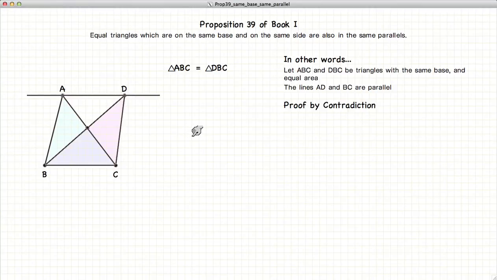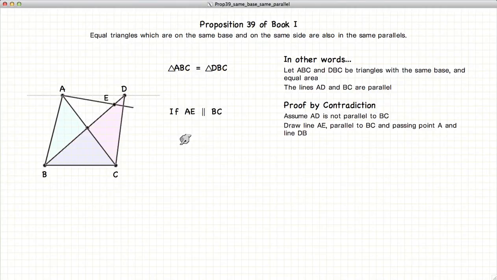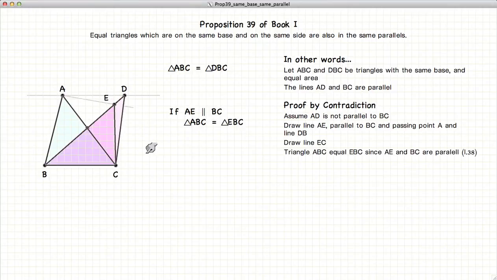We're going to demonstrate this by contradiction, which means we're going to assume that AD is not parallel to BC. So in other words, let's draw a line, AE, and assume that it is parallel to BC. And if this were the case, let's draw a line from E to C and look at the triangle BEC.